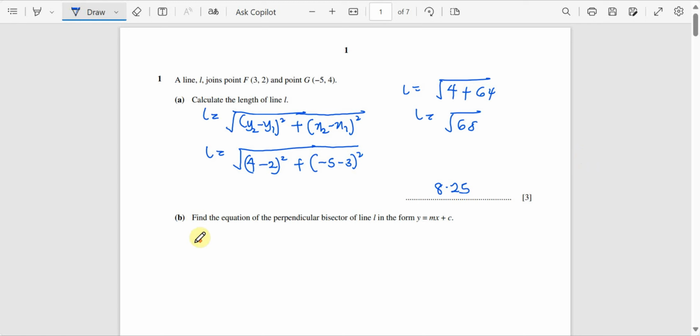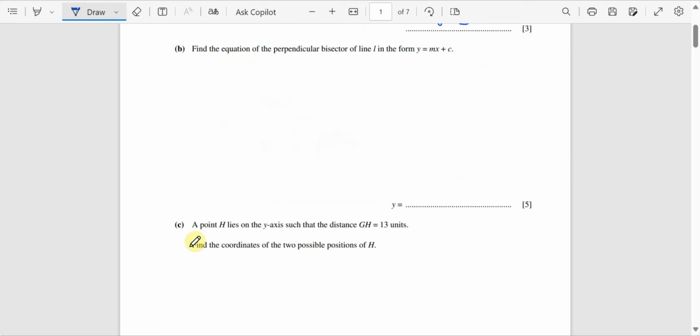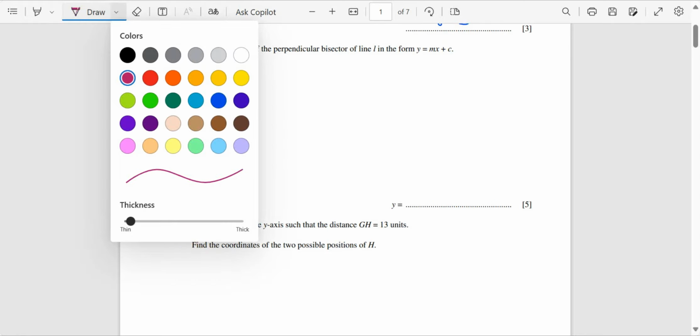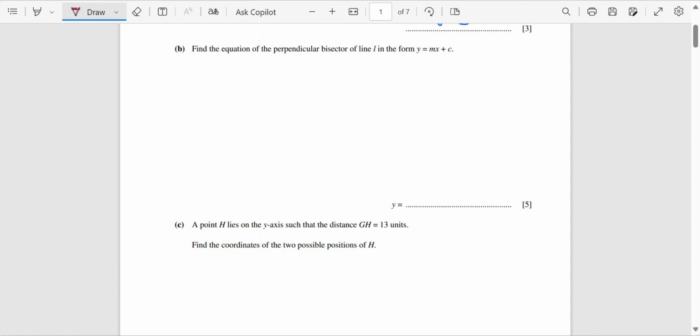And the second question: find the equation of the perpendicular bisector of line L in the form y equals mx plus c. Now there are two things that have been said here. The first one is talking about the fact that the two lines are perpendicular, while the other one is talking about the fact that it passes through the center. That's the meaning of perpendicular bisector.